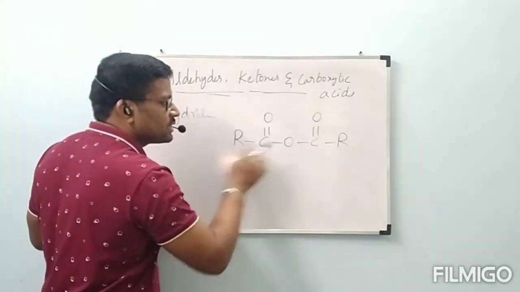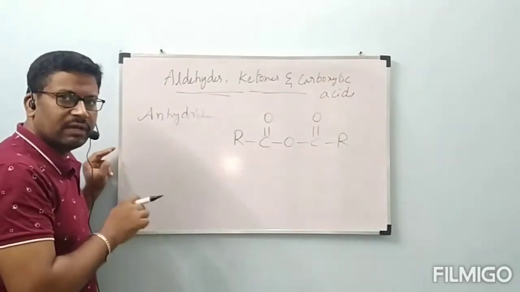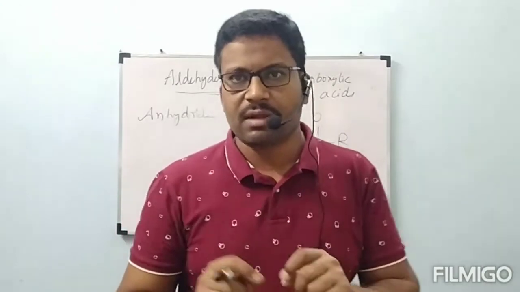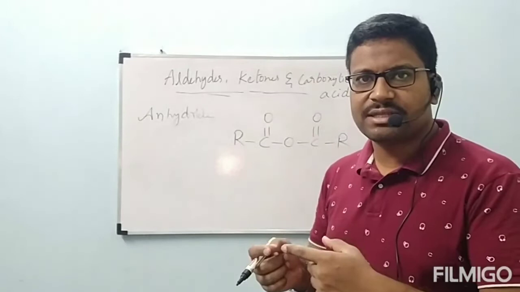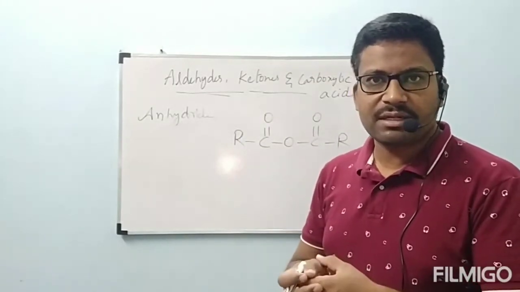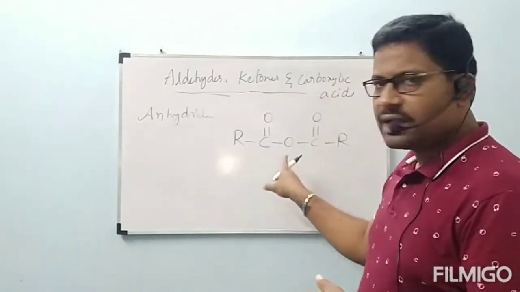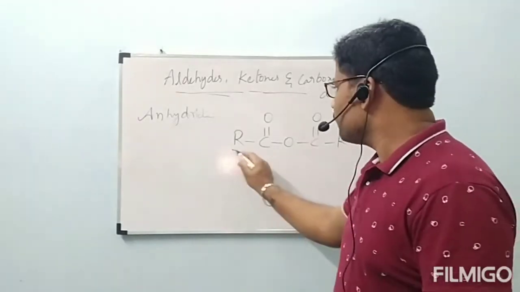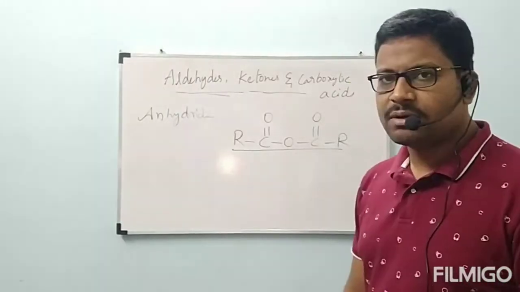Okay? And anhydrides are formed by removal of water from carboxylic acid. Anhydride means the compound which is formed by the removal of water. This is the anhydride which is formed by removal of water from carboxylic acid. And the general formula of anhydride is RC double bond O, OC double bond O, R.